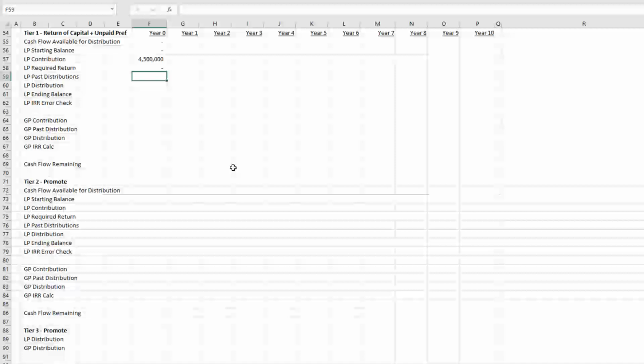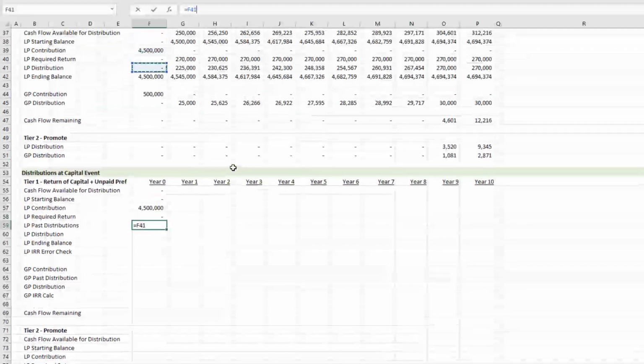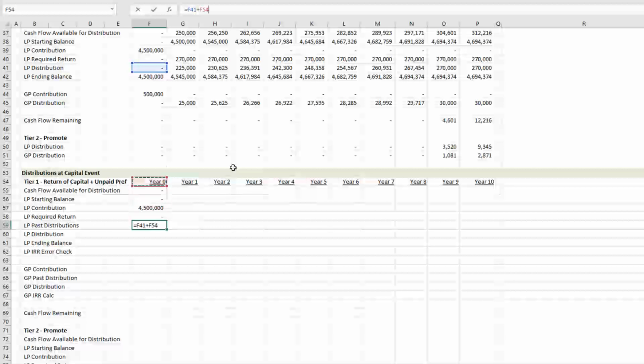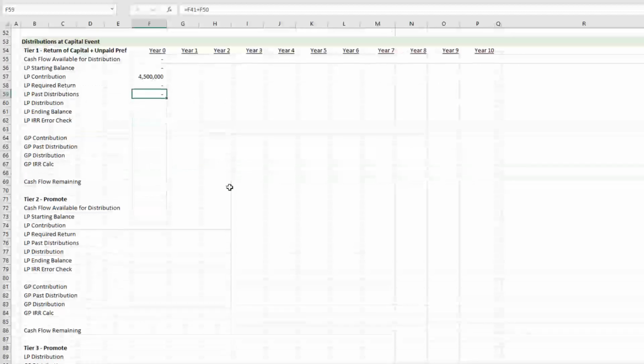Now, what are the LP's past distributions? And this is important so that we can account for any cash flow that's already been distributed to either the LP or the GP during operation in calculating this 6% IRR hurdle. So we go equal, and this is LP distributions. LP distribution during the first tier during operation plus the LP distribution in the second tier during operation. And that's our LP past distributions.